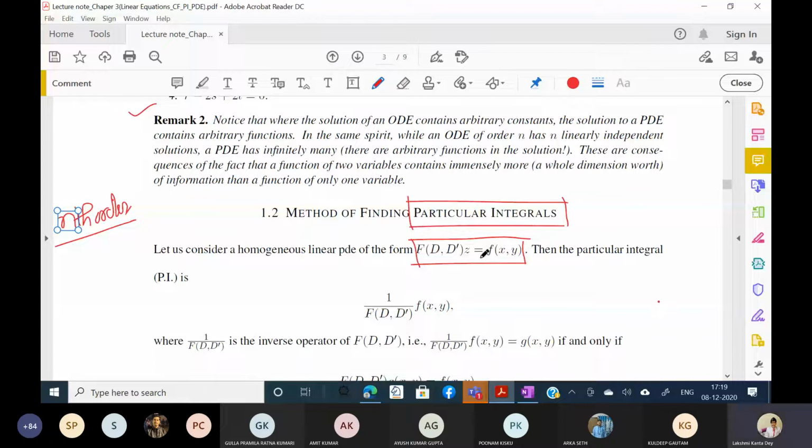Now, so far, what we have learned is how to find the complementary function. That means the solution of the associated homogeneous PDE, that is f(D, D')z = 0, where the right hand side is equal to 0. So how to find the complementary function, how to find solutions, we have learned it. Clear?